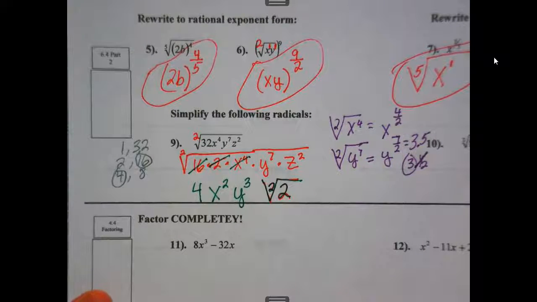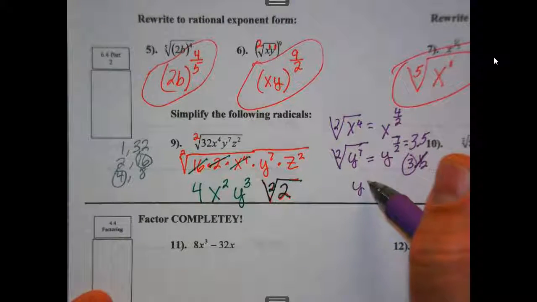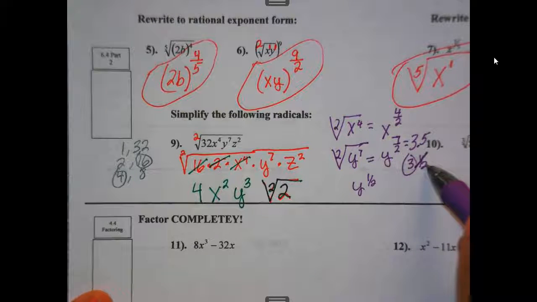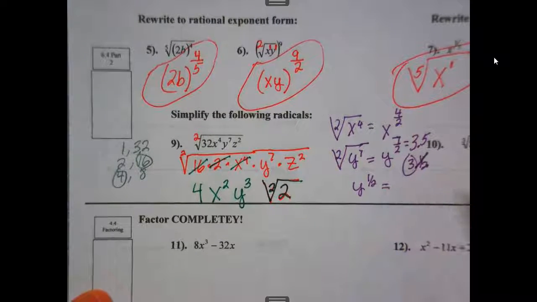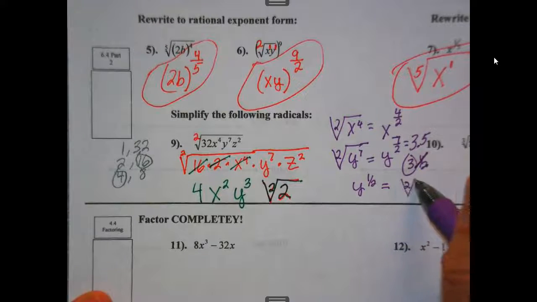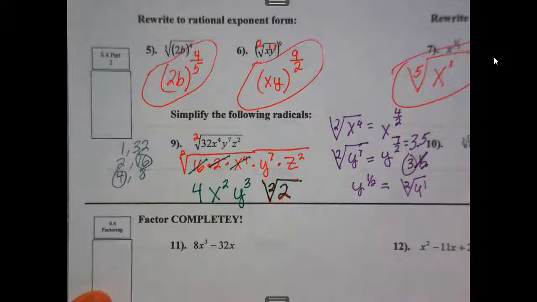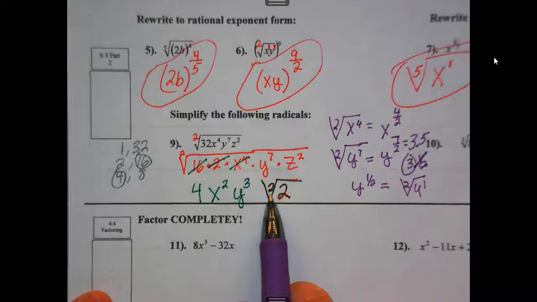What's y to the 1/2? Because that's what I have left over, 1/2. What's y to the 1/2? Put it back in radical form. Square root of y to the 1st, right? I've already got an oddball square root over here, right? So why don't I just add y to the 1st there?